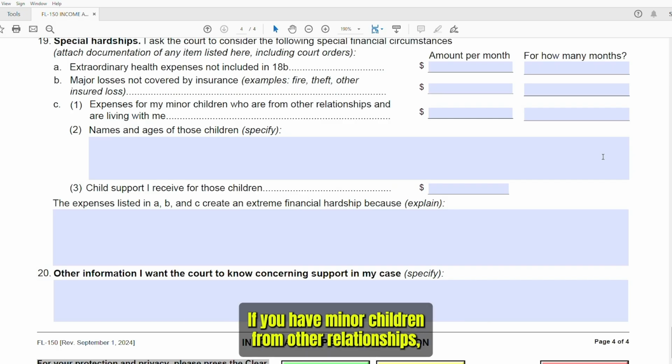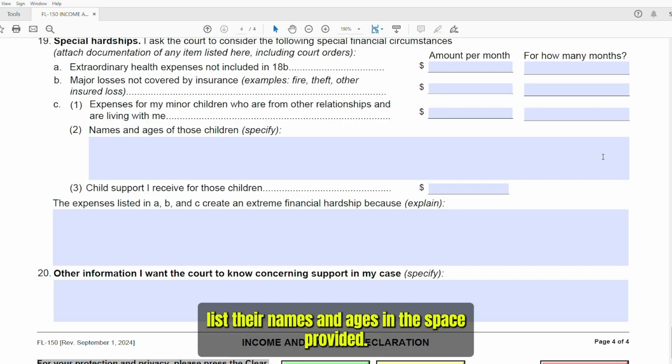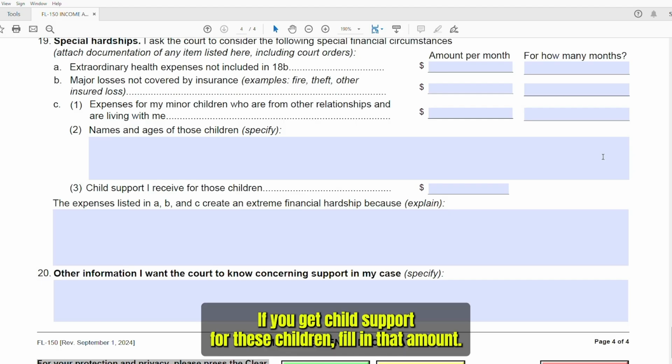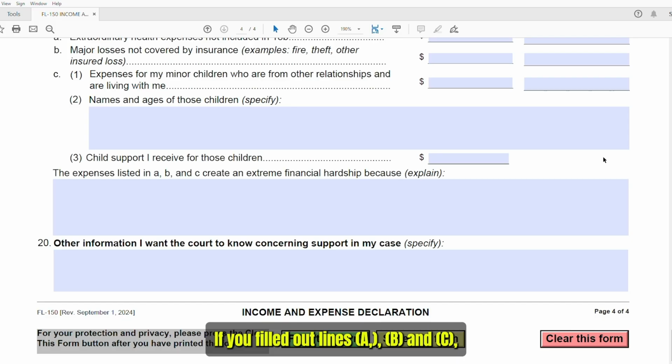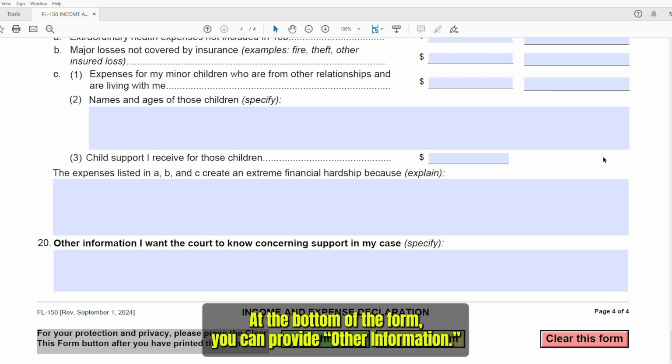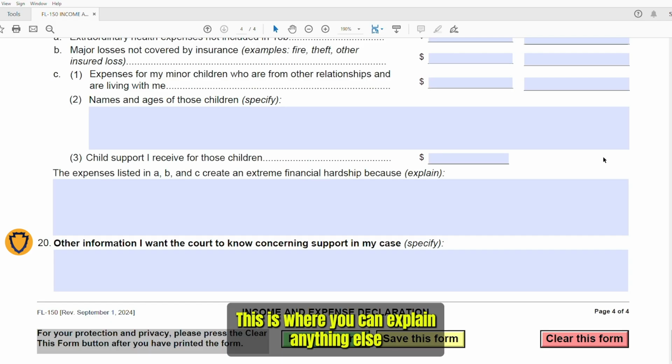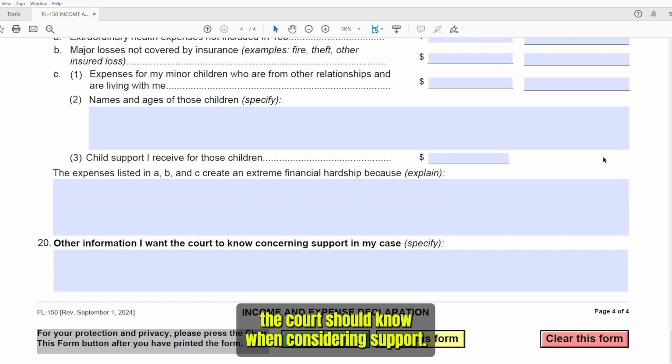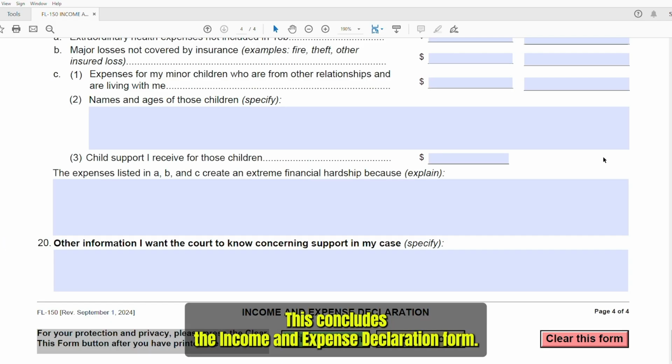If you have minor children from other relationships, list their names and ages in the space provided. If you get child support for these children, fill in that amount. If you filled out lines A, B, and C, space has been provided to explain why it's hard for you to pay expenses. At the bottom of the form, you can provide other information. This is where you can explain anything else the court should know when considering support. This concludes the income and expense declaration form.